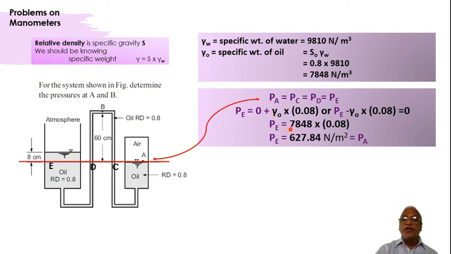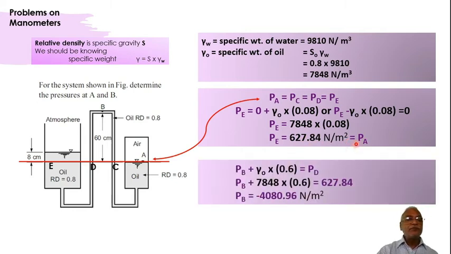Now from this, if I substitute for gamma of oil as 7848 and simplify, pressure at E becomes 627.84 Newton per meter square, which is the same as the pressures at all these points. So pressure at A will be equal to 627.84 Newton per meter square.